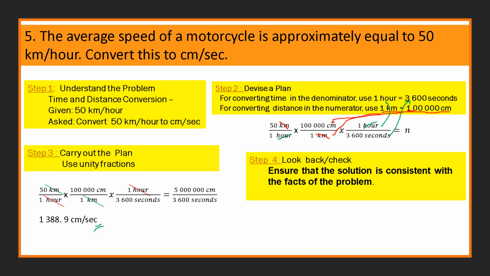For step 4, we need to look back or check. You have to ensure that the solution is consistent with the facts of the problem. So looking back, we have here 1,388.9 centimeters per second. Of course, this is realistic. This should be greater in number because this is converted from a bigger unit to a smaller unit. So it should be that the result is a bigger number.